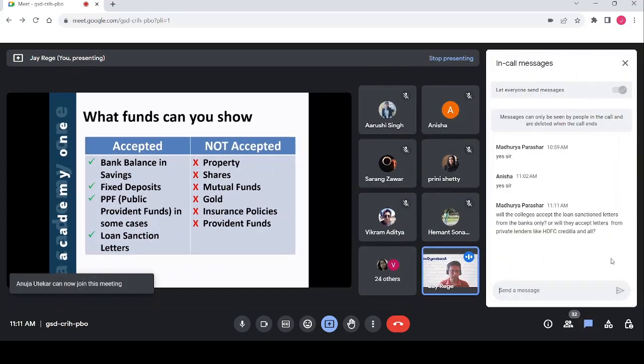Madhurya has a question, whether US universities will accept loan sanction letters only from banks or will they accept them from private lenders like HDFC, Credila and all that. Generally, US universities will accept loan sanction letters from anybody. Any organization, including Prodigy, which I was talking about, issues loan sanction letters and US universities would accept that. So that should not be an issue.